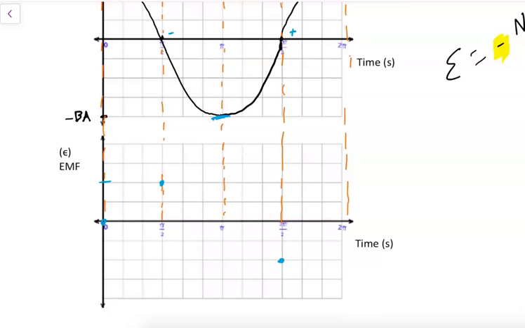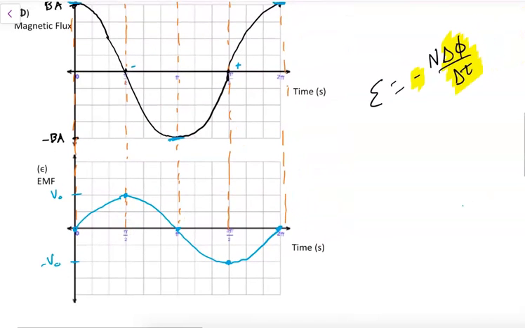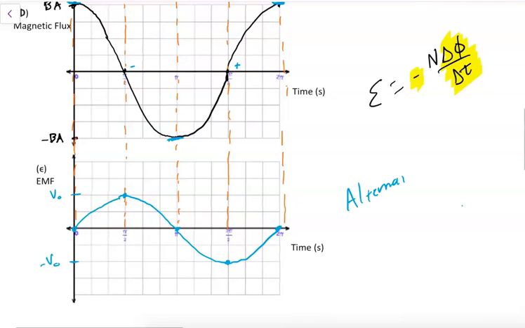Oh, my zeros are gone. So let's call this our maximum voltage and our negative maximum voltage. And this is just going to be a sine graph. And so we have a sine graph of voltage, which is kind of weird. We have positive voltage, negative voltage. This is going to produce what's called an alternating current. So this is like an alternating EMF, which is going to produce an alternating current.